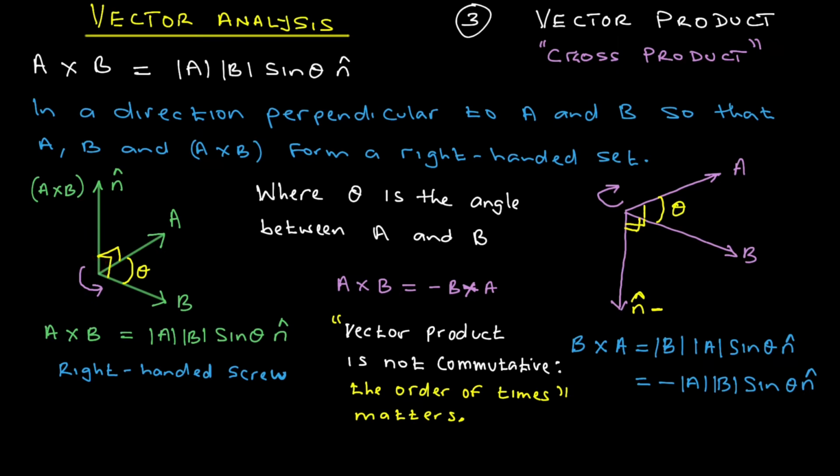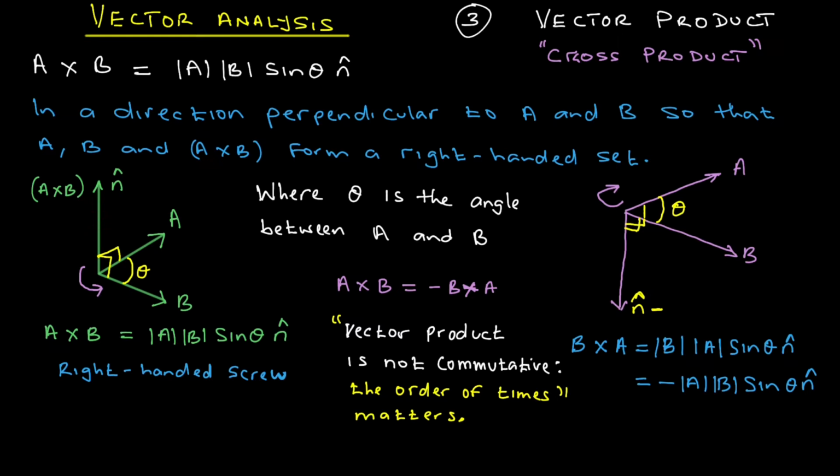And so this is in a direction perpendicular to A and B, so that A, B and A cross B form a right-handed set. So this normal here is the A cross B vector, and that indicates it's perpendicular to A and perpendicular to vector B, where theta is the angle between A and B. So this is the angle between A and B.